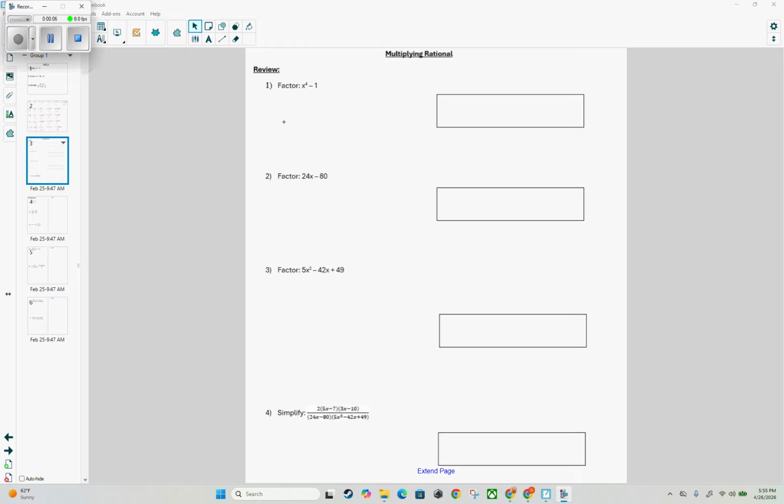If you turn to this page in your notes, we'll go ahead and get on this. We have a couple of review questions just to go over factoring. This is a binomial with some subtraction.